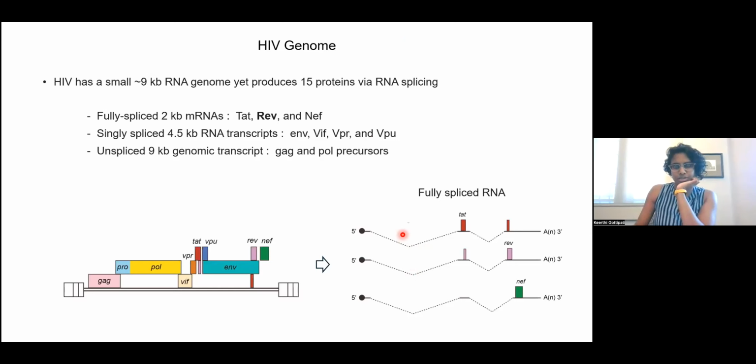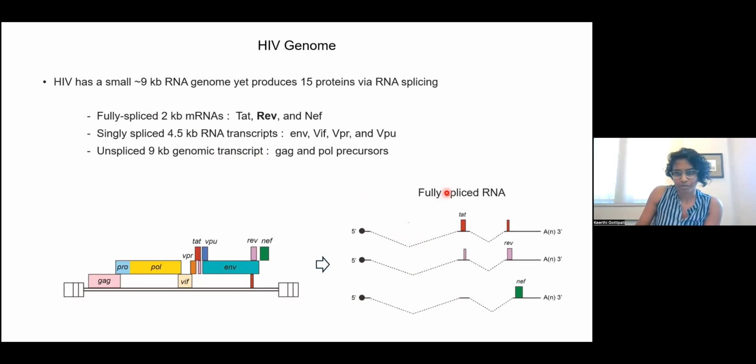There's a little bit about the HIV genome itself. It's a 9 kb RNA genome, and yet it produces 15 viral proteins. The way HIV is able to do this is through different open reading frames and also alternative splicing.